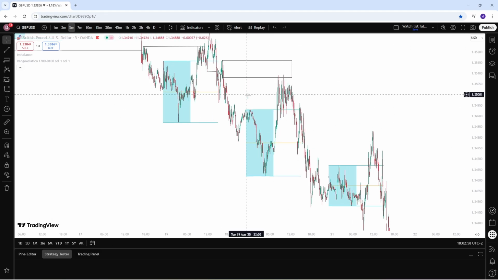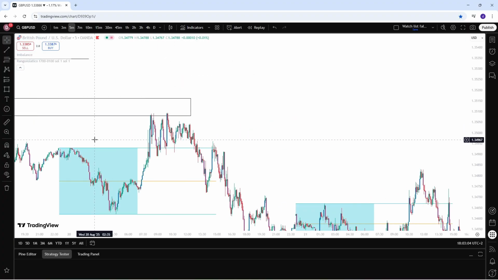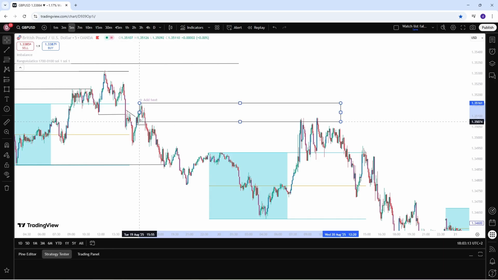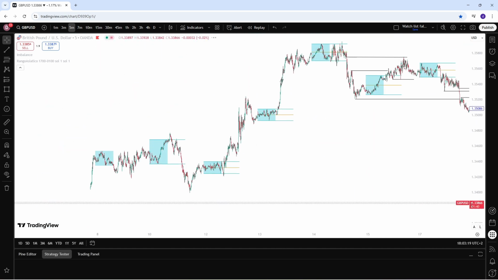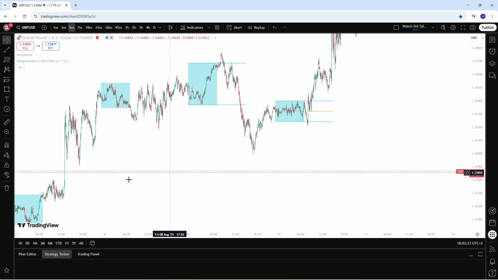Okay, so that's your next change of character here. Okay, and yeah, we push price down. Asia, London comes up, retests this area, last bit of imbalance area, as you can see here. Okay, and then we end up pushing down. Let's give you one more example. Very nice clean example.